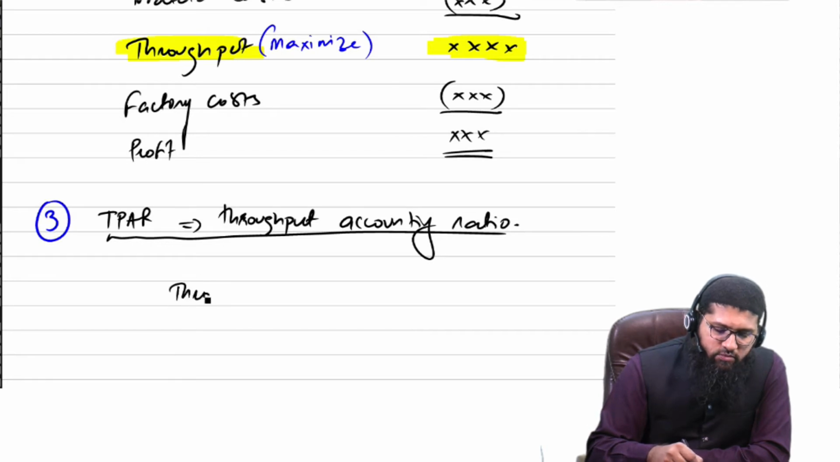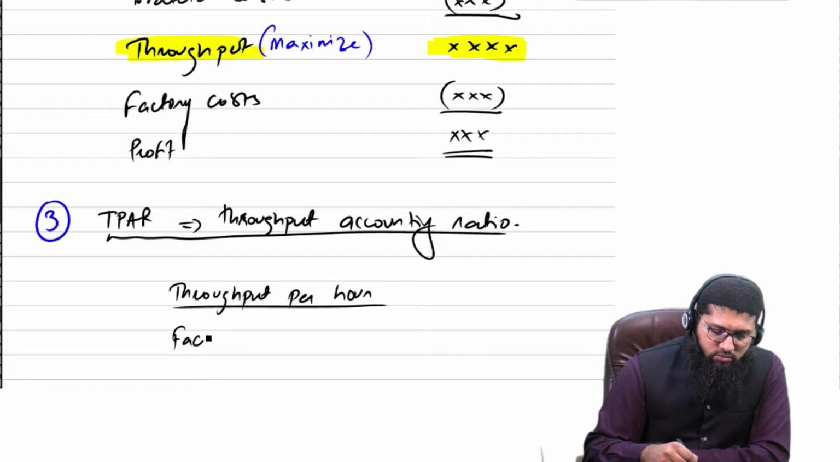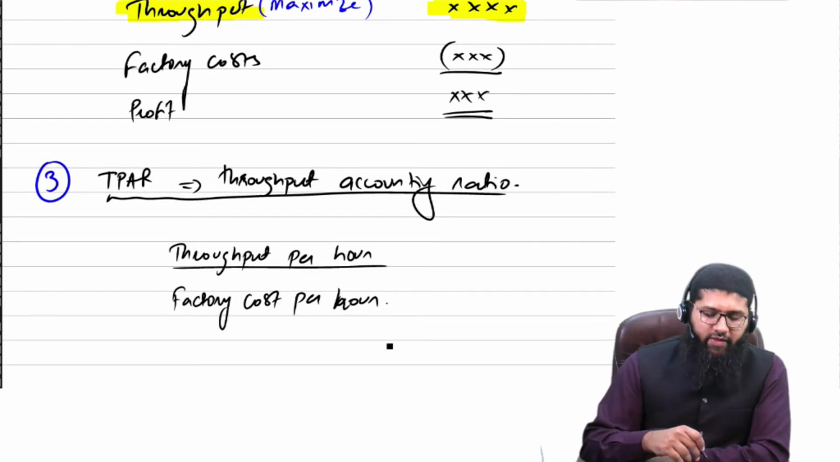It's the throughput per hour divided by factory cost per hour. Now, what do we mean by this?